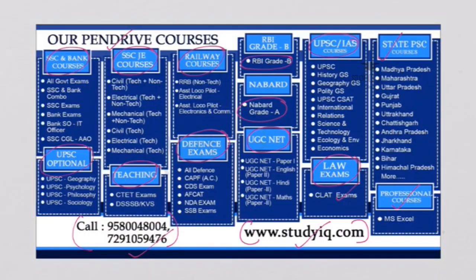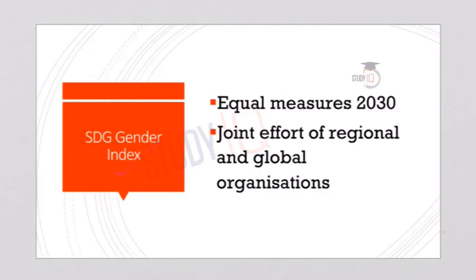So let us start. Let us first understand what this SDG Gender Index is. This SDG Gender Index measures gender equality at the global level as we said in the beginning. It is developed by Equal Measures 2030 and is also a joint effort of regional and global organizations. These include the African Women's Development and Communication Network, the Asia Pacific Resource and Research Center for Women, and philanthropic organizations such as the Bill and Melinda Gates Foundation and the International Women's Health Coalition. So these are some of the important international partners for developing this index.